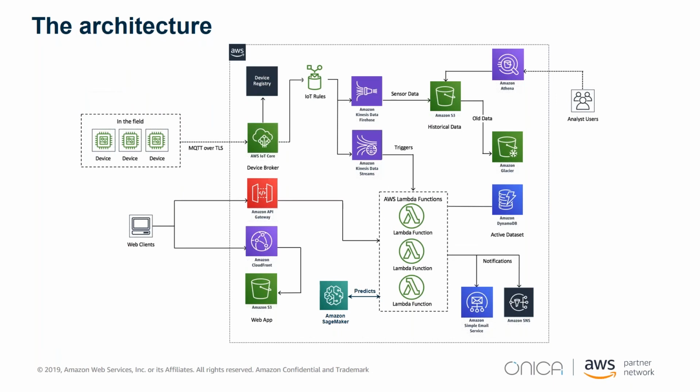So here is the architecture. We've got devices in the field talking to IoT Core over MQTT over TLS. Then we're using an IoT rule, or two IoT rules. We're actually splitting the data stream into two places. We're sending it to S3 via Firehose, and this is data that's then used for analytics.